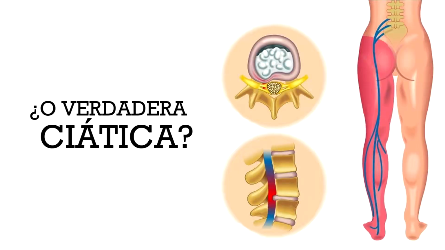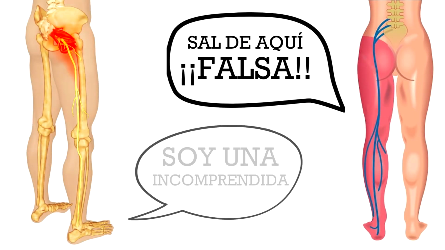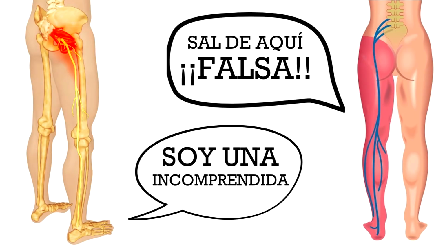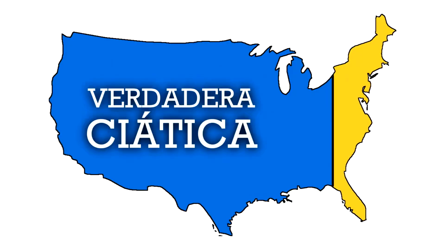The most common cause of sciatic pain or sciatica is the existence of a herniated disc. Only in the United States there are more than 3 million cases of sciatica annually, among which 2.8 million correspond to a true sciatica caused by a disc problem and only 200,000 to a false sciatica or piriformis syndrome. So let's start with the tests that suggest the existence of a true sciatica caused by a disc problem. Let's get to it.